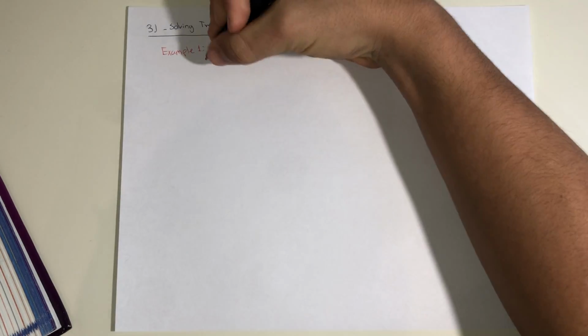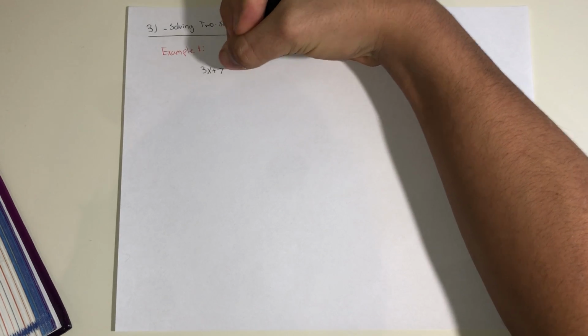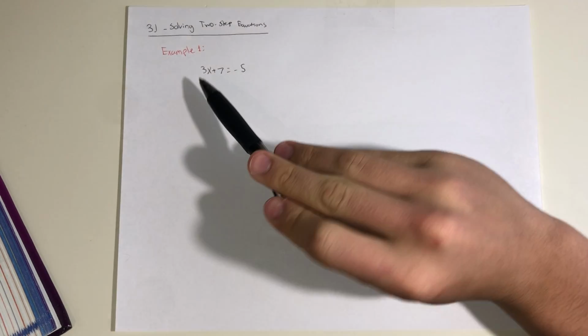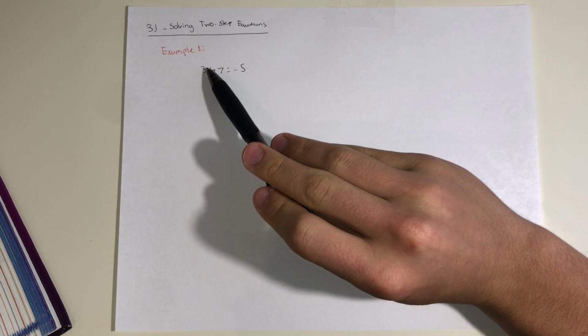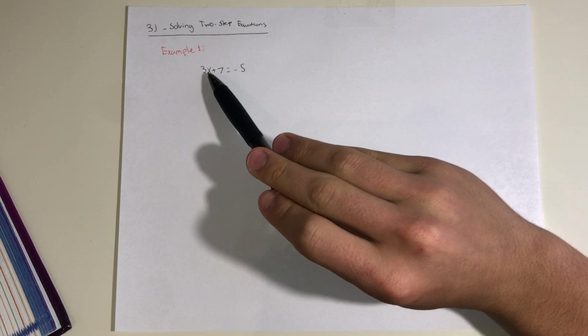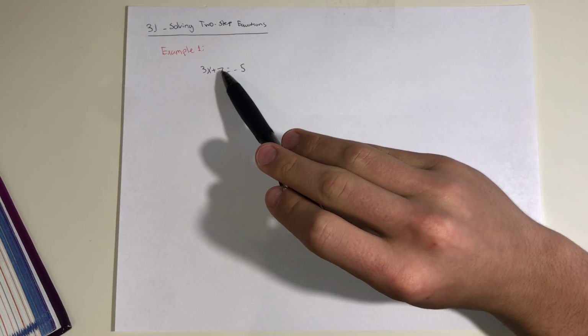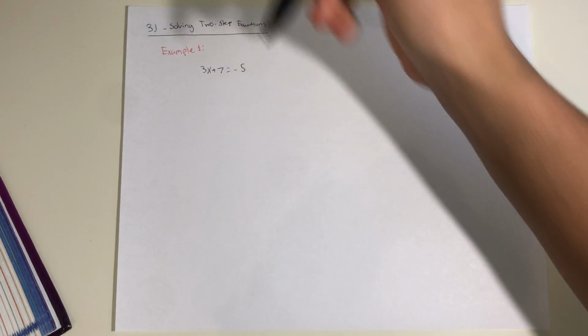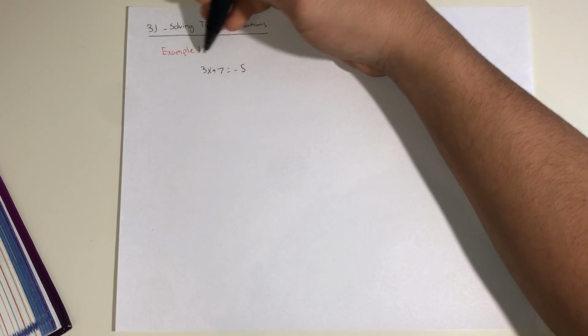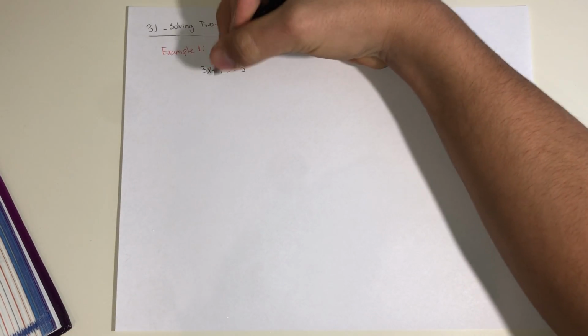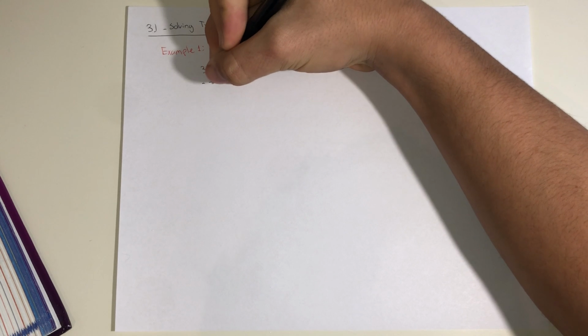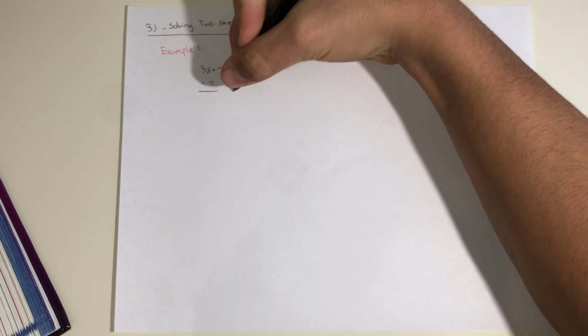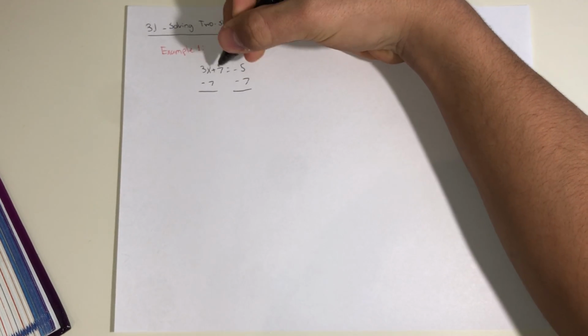Example 1, they give us 3x plus 7 equals negative 5. The first thing: x is being multiplied by 3. So in order to divide by 3 and for x to be alone, everything else has to be on the other side. So we have to isolate the term that has x. We have to isolate 3x from everything else, so we have to subtract 7. We're using an inverse operation right now.